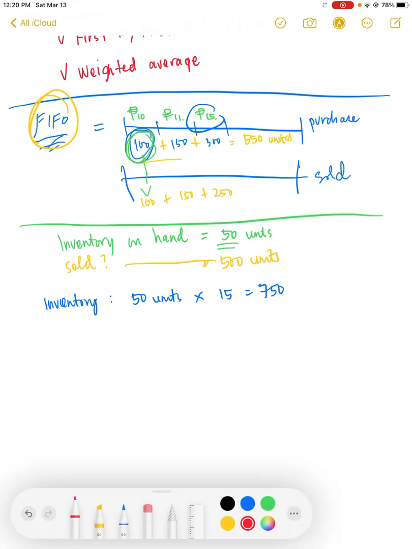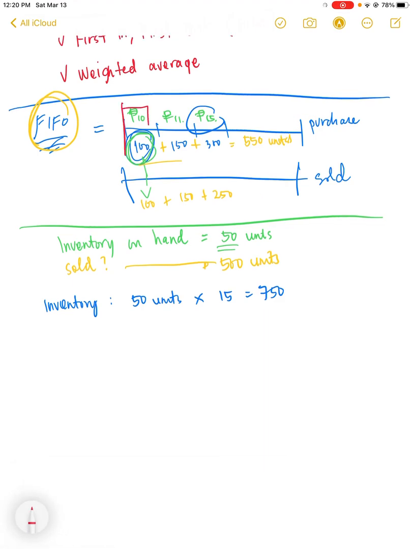Okay? Bakit? Kasi itong item na to, magkano to? 10 times 100. So, 1,000 to. How about this one, yung pangalawa? 11 times 150. So, 1,650 ito. Yung pangatlo, 15 times 300. So, this is 4,500. So, pag pinagsama-sama mo yun, 4,500 plus 1,650 plus 1,000, ang total natin is 7,150. But 750 out of 7,150 is still on hand. Okay? So, let's validate. Okay? Check natin kung tama ba na 7,150 yung total. Kung 7,150 yung total, 750 na tira, so meron kang 6,400 na sold.